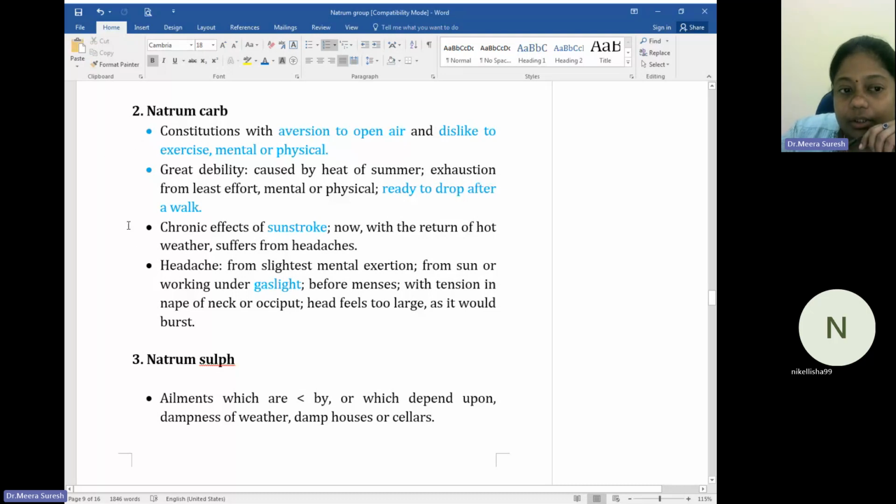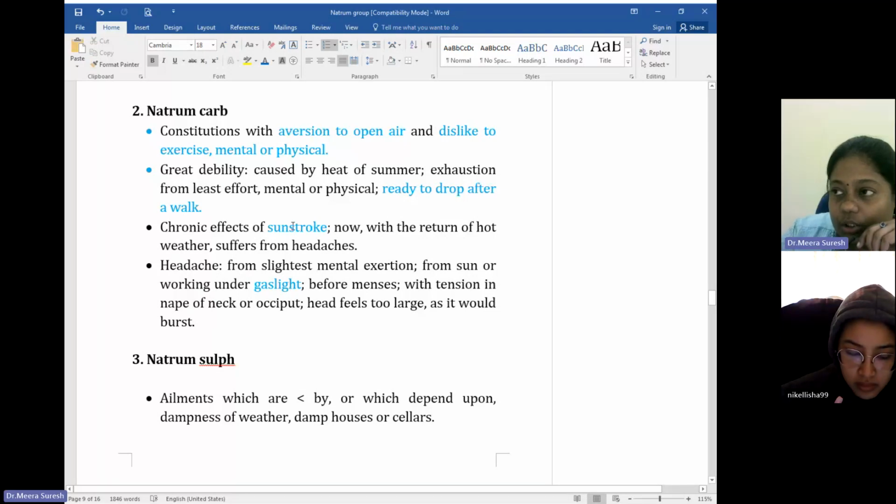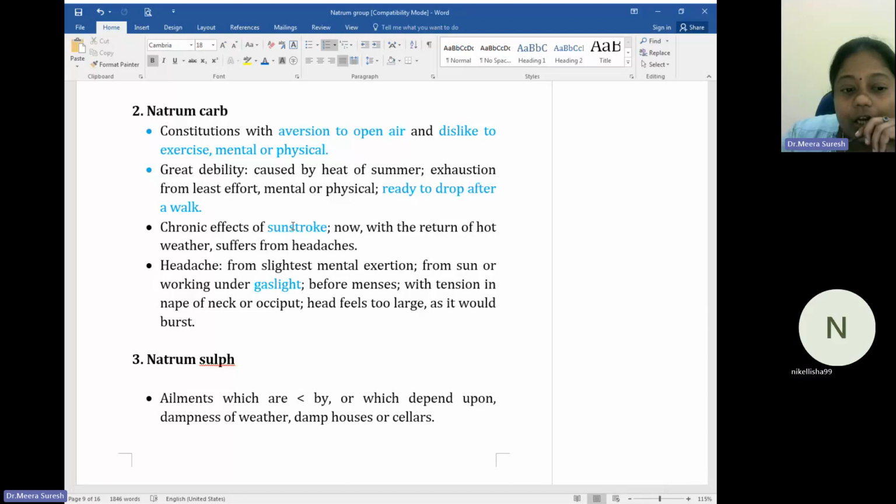But Natrum carb, I would say if someone is coming with the complaint, especially headache from working under gaslight, I may give Natrum carb at that time. Sunstroke, I would be going for Glonoine initially, Gelsemium, and only then will be coming towards Natrum carb. But I'm just making a comparison, okay? Because when we have so many remedies, we need to know which is best acting. And sunstroke is something very acute that we need to give the medicine very, very soon.